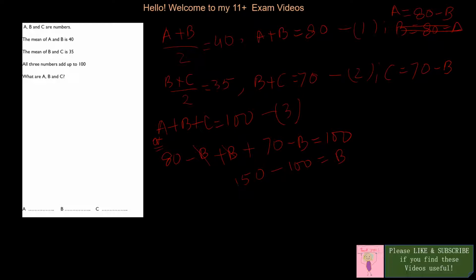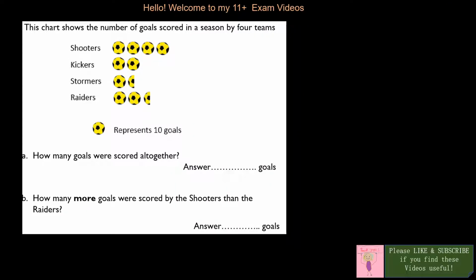So we get 50 equals B. So if B is 50, then A is 80 minus 50, 30, and C equals 70 minus 50, that's 20. Okay, so A is 30, B is 50, and C is 20. So 50 plus 20 plus 30 is 100. Okay, the next question is, my next question is this.